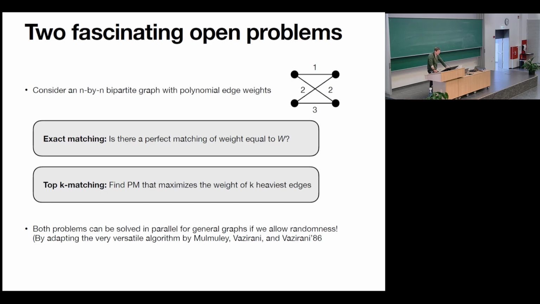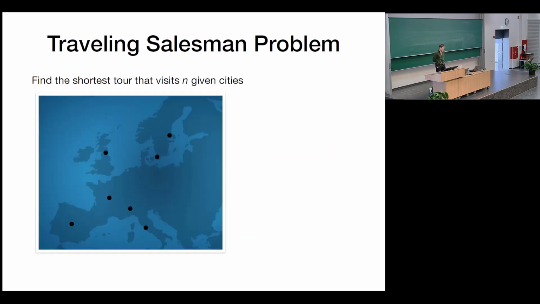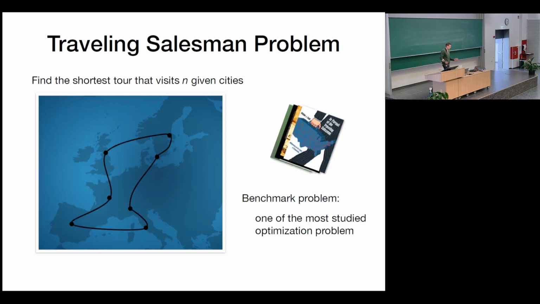Okay. So now, please wake up if I lost you in the end, because now we go to TSP and we will see how some of these techniques transferred. So what is this question? Find the shortest tour of n given cities. I would say if matching is the benchmark problem in P, then the traveling salesman problem is the benchmark of NP-hard optimization problems.